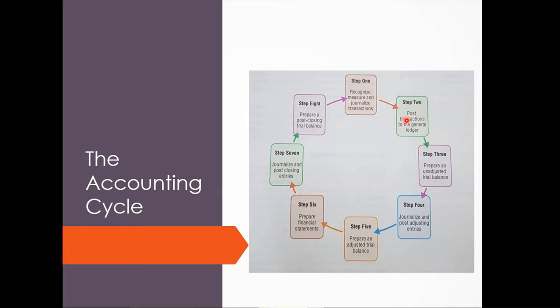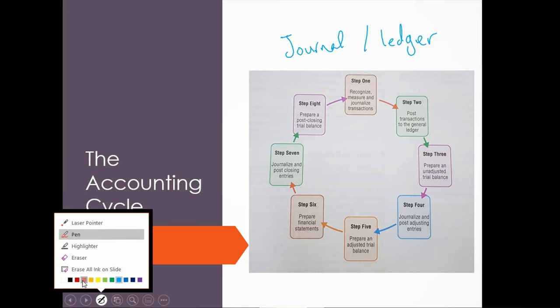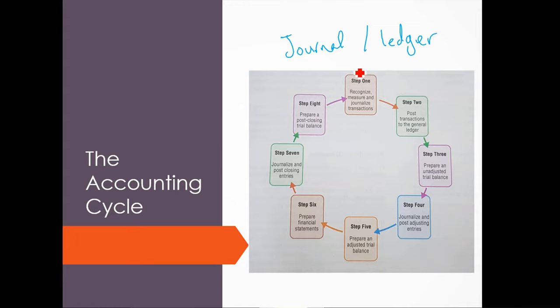Then we go for our second step, which is posting the transaction. After we journalize the transaction in our journal, we need to post it in the ledger, which is the second type of books. By the way, the accounting books we're going to learn are the journal and the ledger. We're going to learn how to record the transaction in those types of books. So first we journalize the transaction. Second, we post the transaction in the ledger.